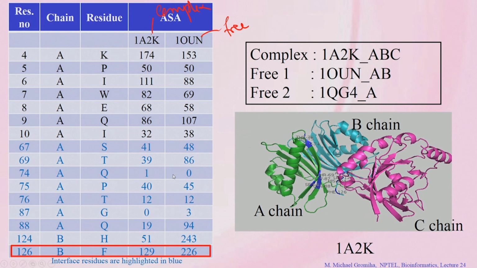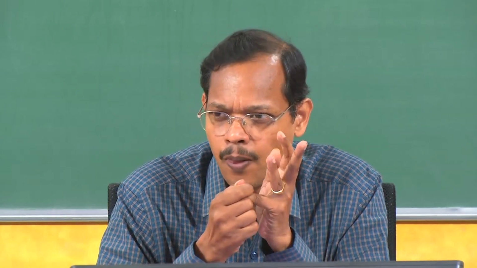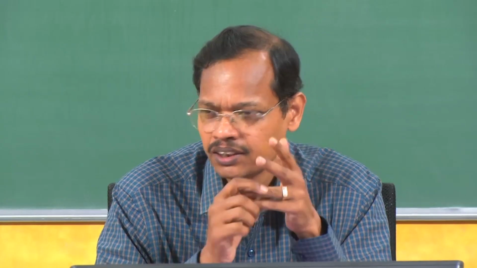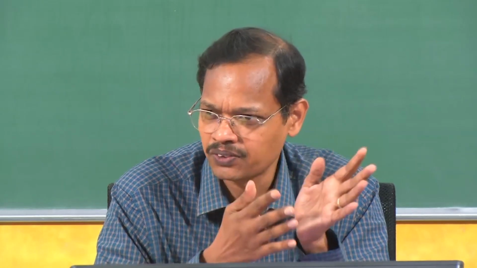So, we discussed 2 different approaches. What are the 2 different approaches we discussed? Distance-based criteria and ASA-based criteria. Distance-based criteria, how to identify the binding sites? Simply based on the cutoff distance, and we can identify residues within that limit. The ASA-based criteria, how to identify the binding sites? By the change in accessible surface area between the unbound form and the complex form.